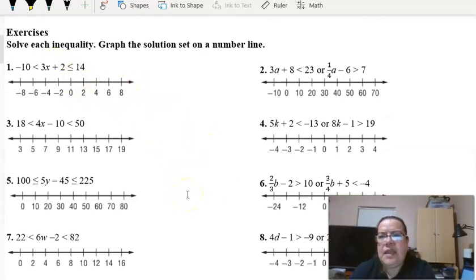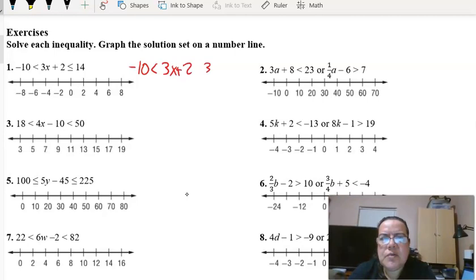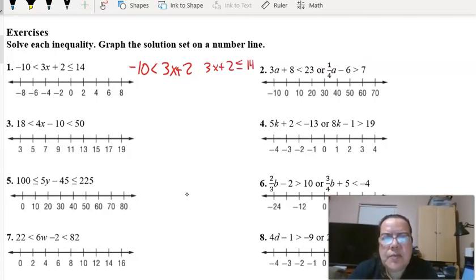So I see that I have two pieces. I've got this part and this part. So I'm going to go ahead and write the two separate sides. So negative 10 is less than 3x plus 2. That seems to be one side. The other side is 3x plus 2 is less than or equal to 14. So I'm going to start by working on this side.